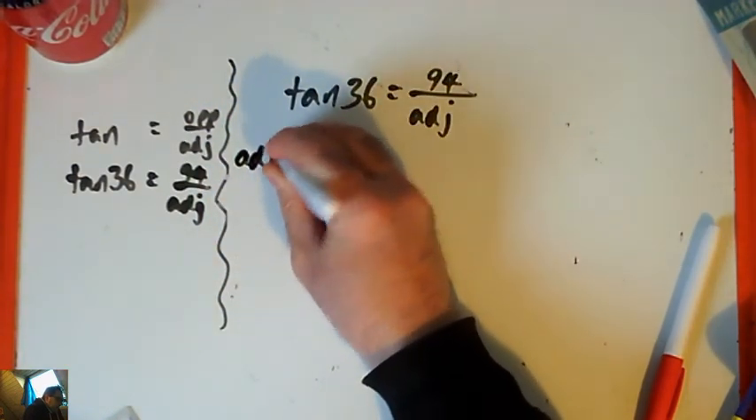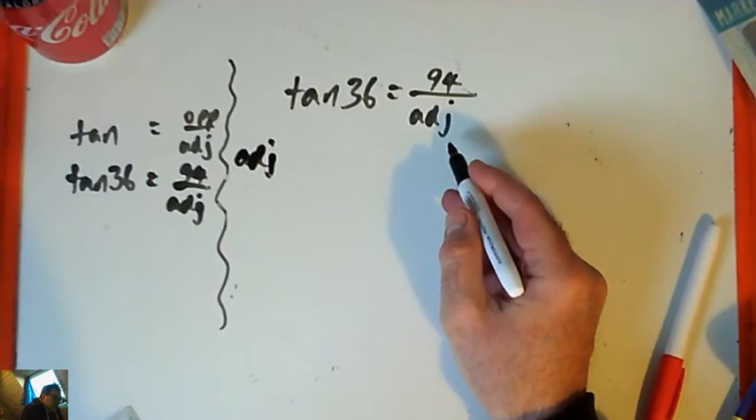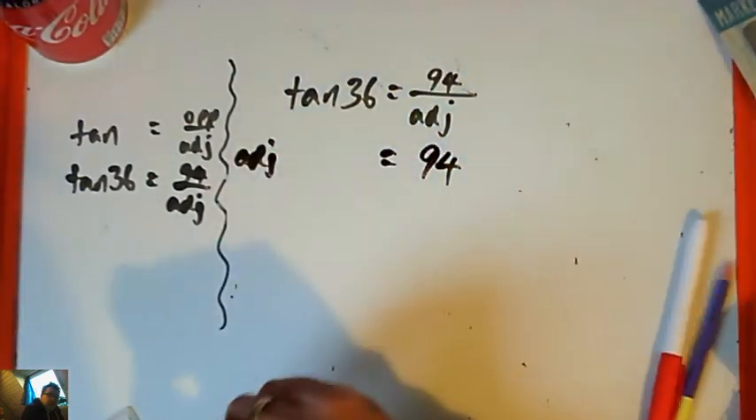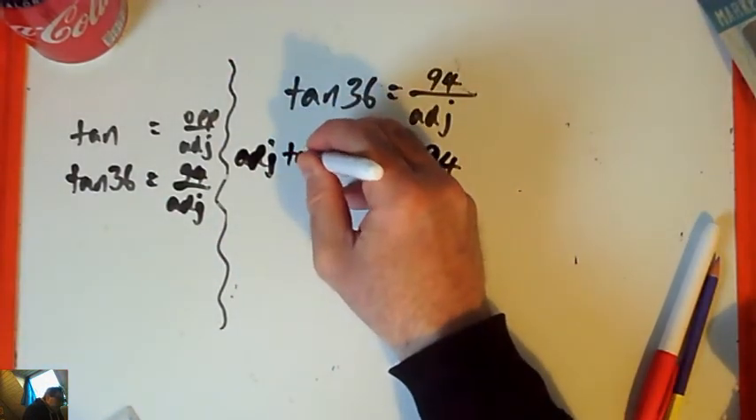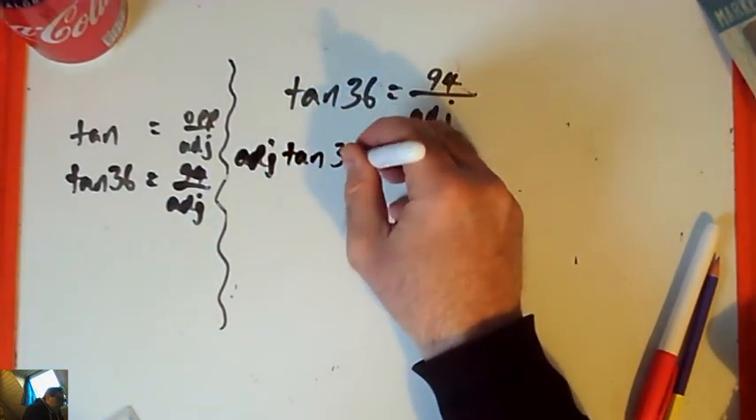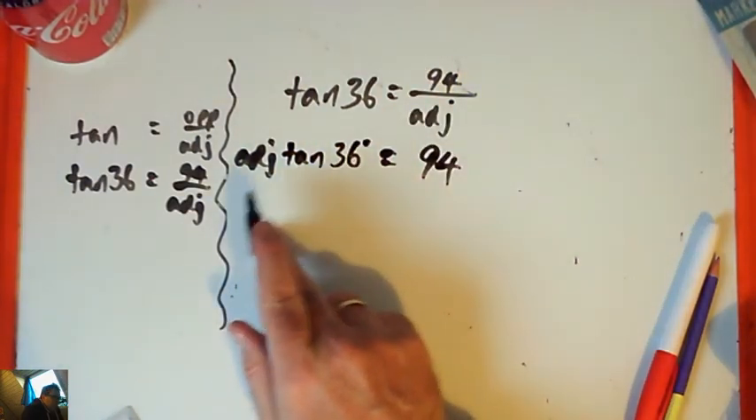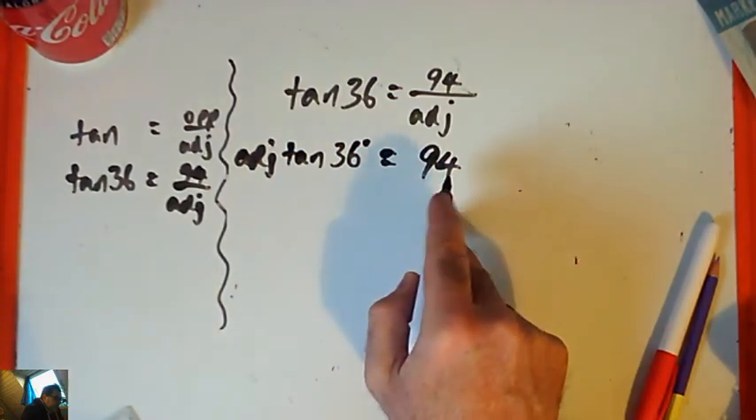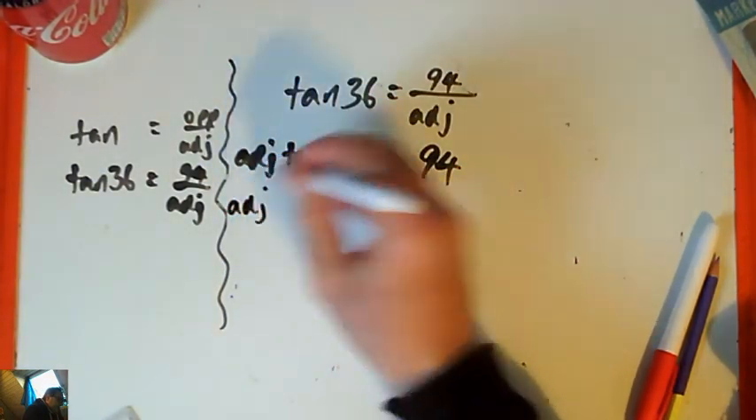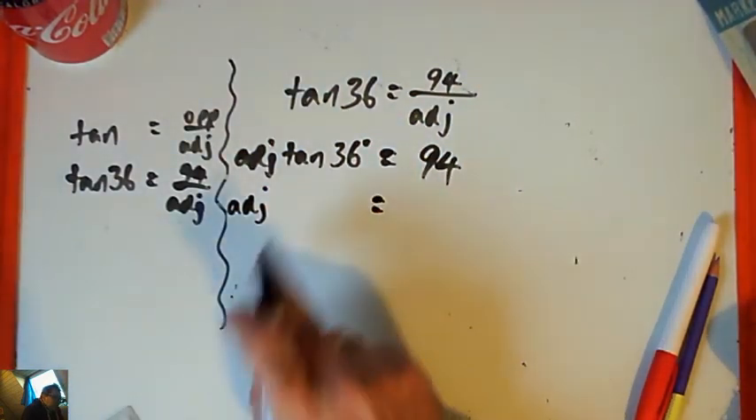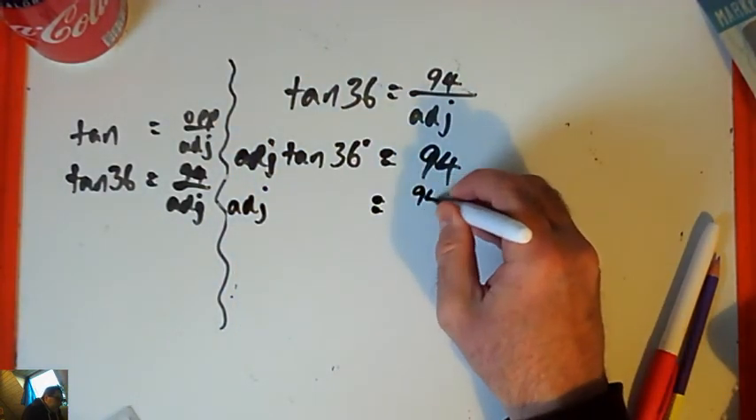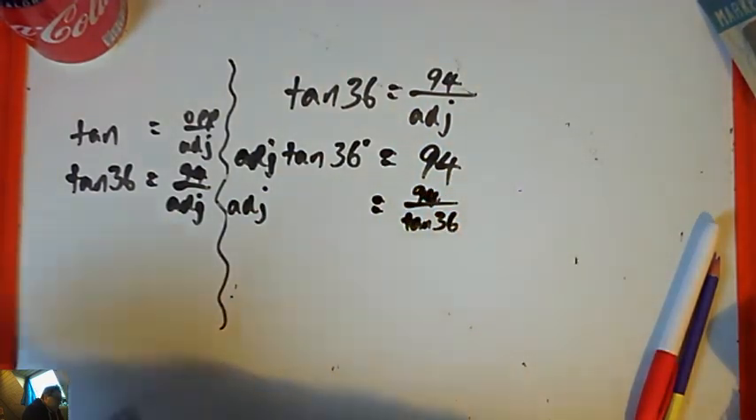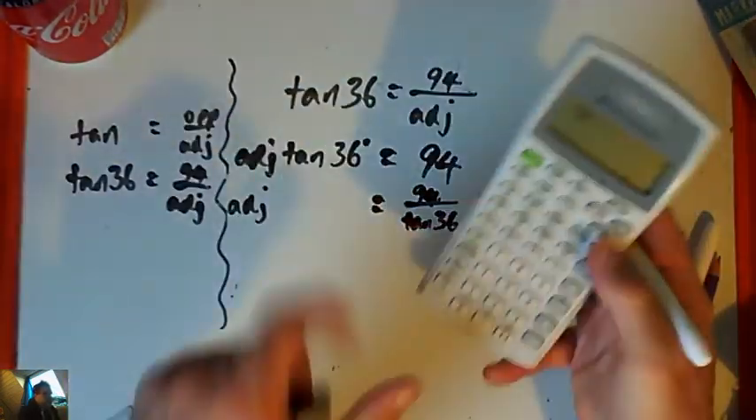Okay, so multiplying both sides by that adjacent to get rid of the fraction, you get the 94 on its own when you multiply by the adjacent side, but then over on the left, you get what you had before but multiplied by the adjacent side. So the adjacent times tan 36 equals 94. I'd like the adjacent side on its own, so I've got to divide everything by tan 36. So 94 divided by tan 36 is the answer, and that's something I can figure out on my calculator.